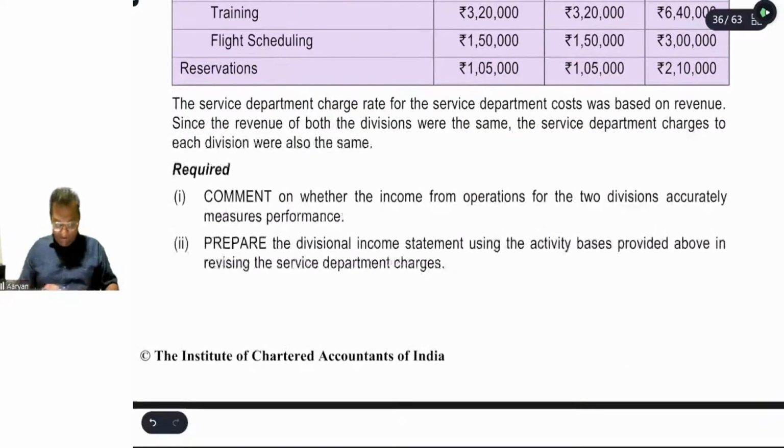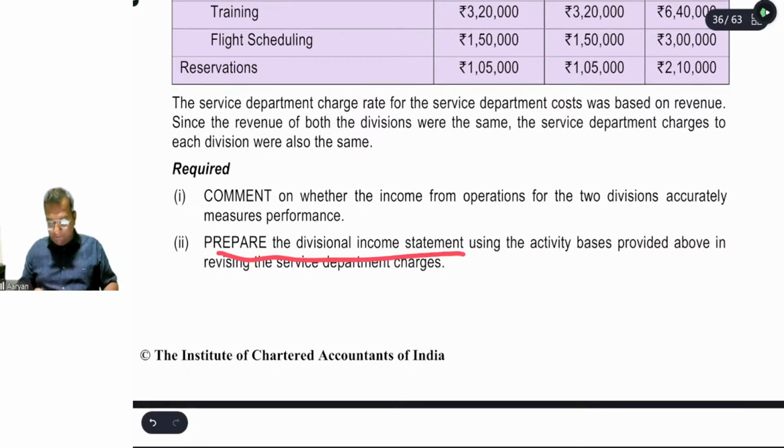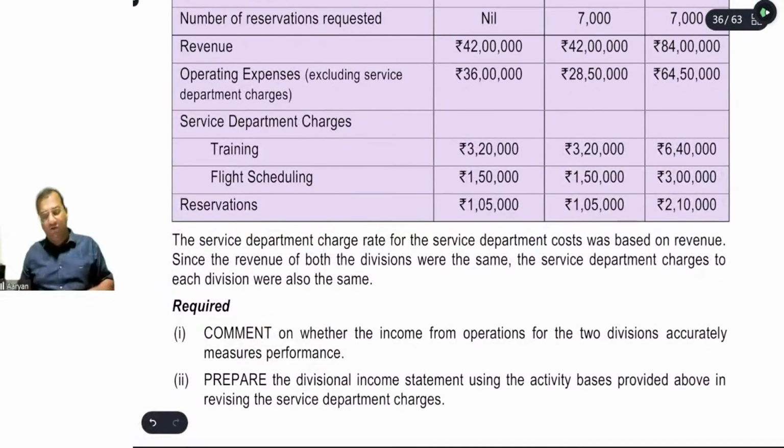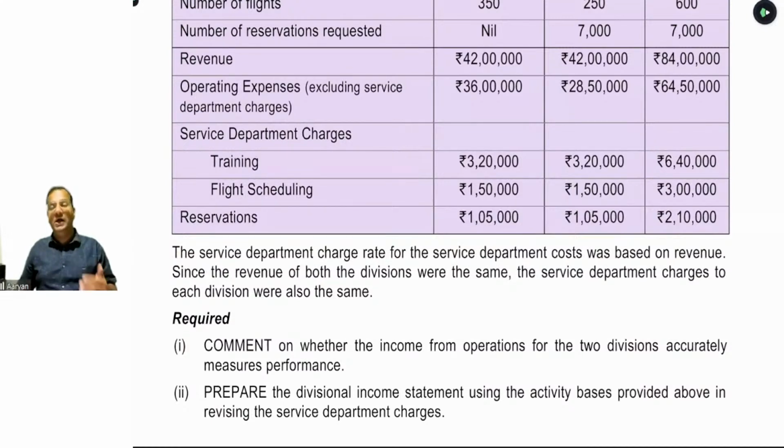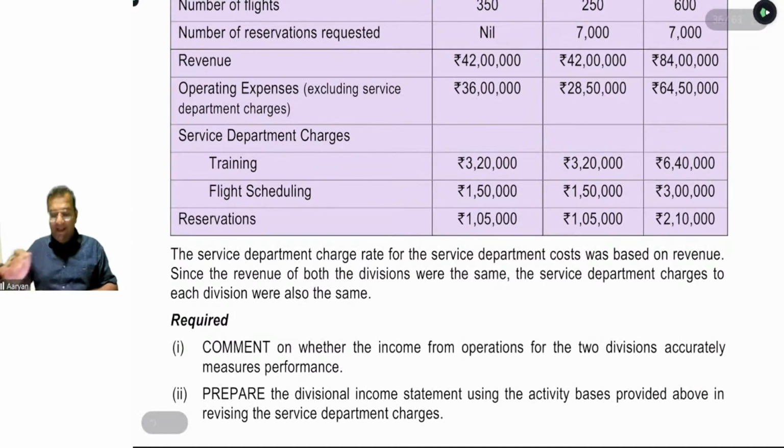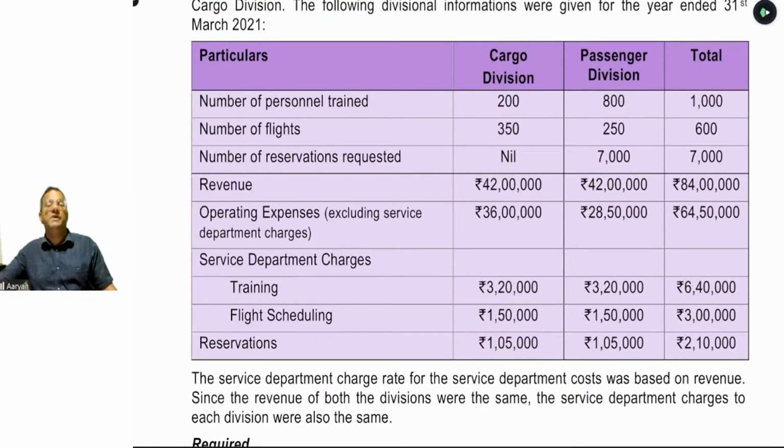Okay, now the second part: prepare the divisional income statement using the activity basis provided about revising the service departmental charges. So it is not a question of a customer profitability statement. The question is about activity based costing. We have already written that whenever activity based costing is there, first of all we have to find out the ABC recovery rate, and there are three activities, so three ABC recovery rates are to be found out. Then we will find out what amount of overhead each department will logically bear based on the logical ratio, and then we will find out the profitability.